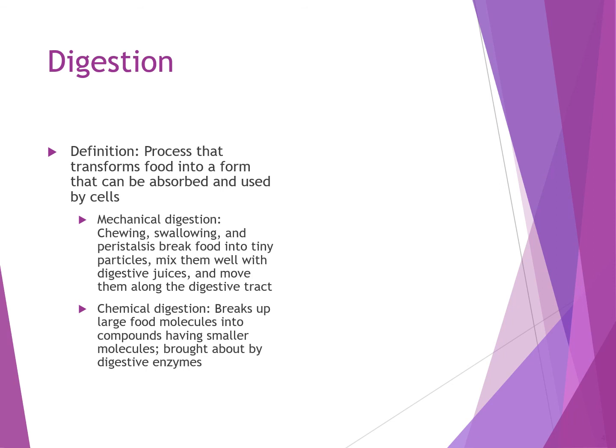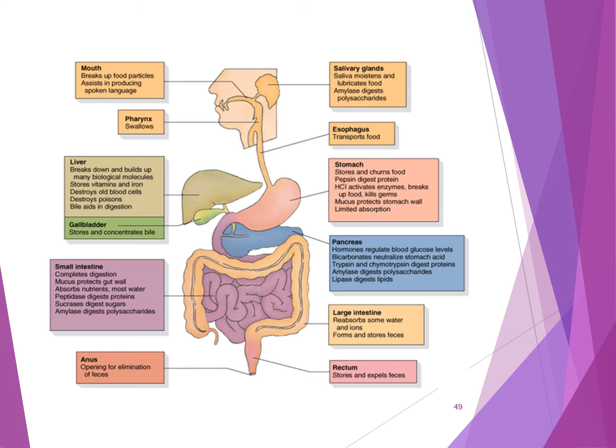Now, the chemical digestion is the process of breaking up those larger molecules, proteins, fats, carbohydrates into smaller compounds and molecules. Then they can be properly digested by the small intestine. So we're going to finish up this lecture by talking about enzymes and chemical digestion in a little more detail.